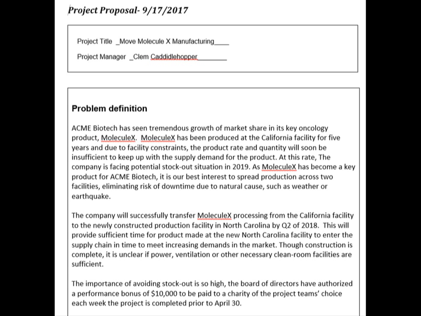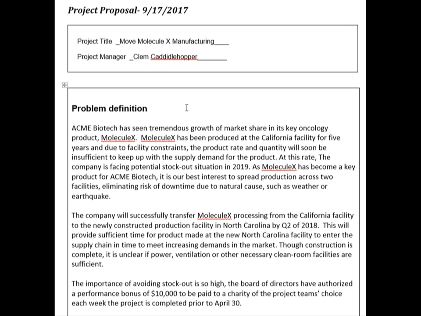What we should be doing in a project proposal or a project charter or a project definition, anything that kicks off a project, is we should be clearly articulating to the reader what we're going to do, why we're going to do it, who's going to do it, how we're going to do it, and also when. So we start with a problem definition.